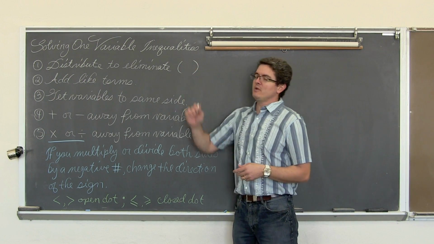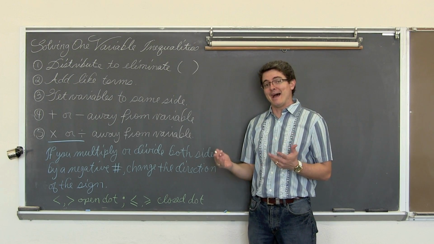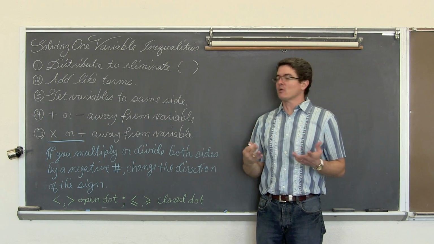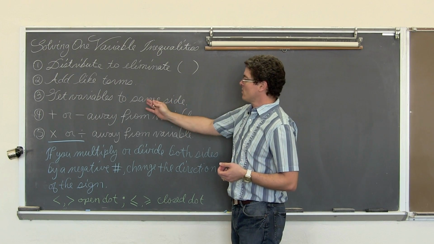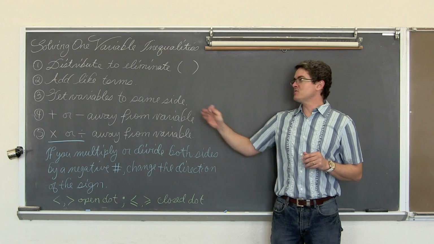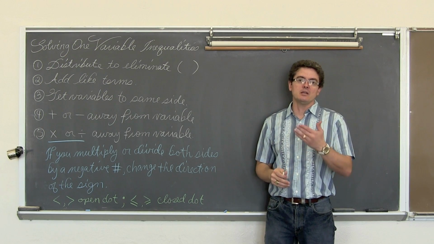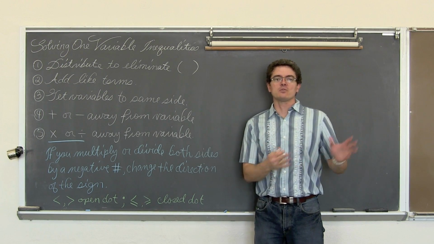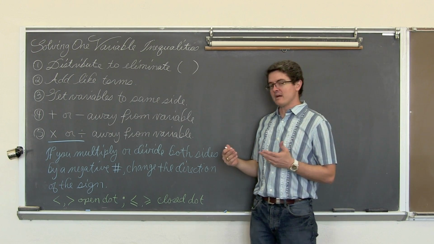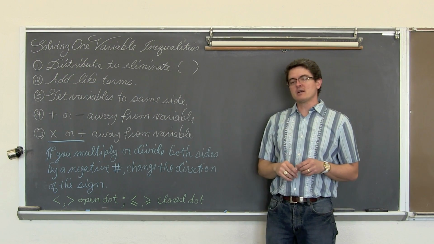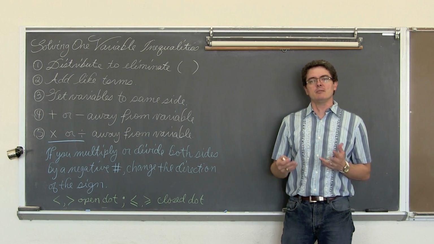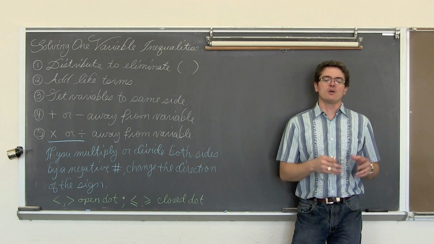So we're going to distribute to eliminate any parentheses if we have any. We're going to add like terms on each side of the inequality if there are any to add. Then, if we have a variable on both sides of the inequality, we do some kind of addition or subtraction to get all the variables either on the left or the right. I do prefer on the left when I'm working these out as a teacher. Add or subtract away from the variable and do your last step, which is multiply or divide any remaining numbers that you have away from the variable.